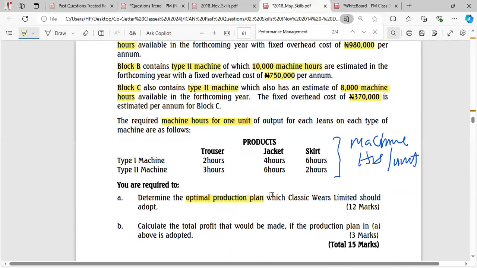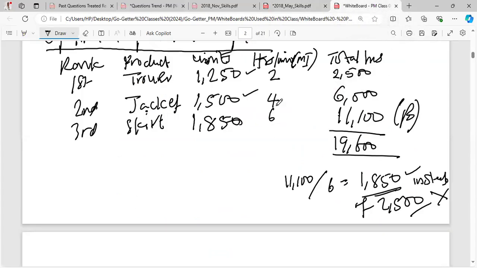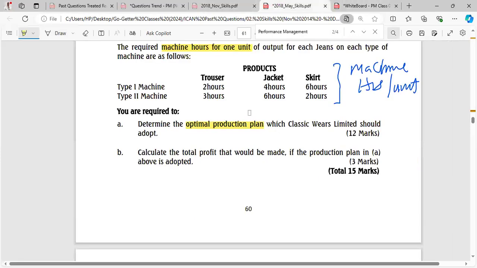So that's the answer to this first question: determine the optimal production plan which Classic Wears Limited should adopt. The optimal plan is to produce 1,250 of trousers, 1,500 of jackets, and 1,850 of skirts instead of 2,500. That's one. We now go to the second part, which is just 3 marks: calculate the total profit that will be made if the production plan is adopted.